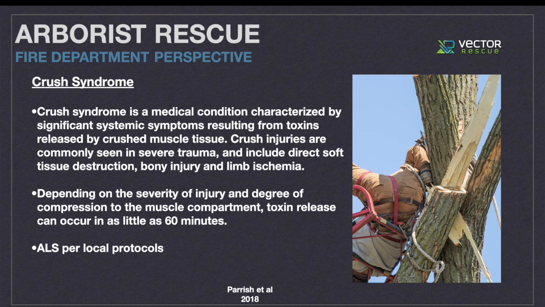Crush injuries are common in severe trauma and include direct soft tissue destruction, bony injury, and limb ischemia. Basically what's happening is when the extremity is crushed for a prolonged period of time, it prevents blood return to the heart. As muscle tissue starts to die, toxins are released in the blood system, different types of electrolytes that can be fatal. And once the limb is released, all of that stuff can get back into central circulation. We can have kidney failure down the road or cardiac arrest.